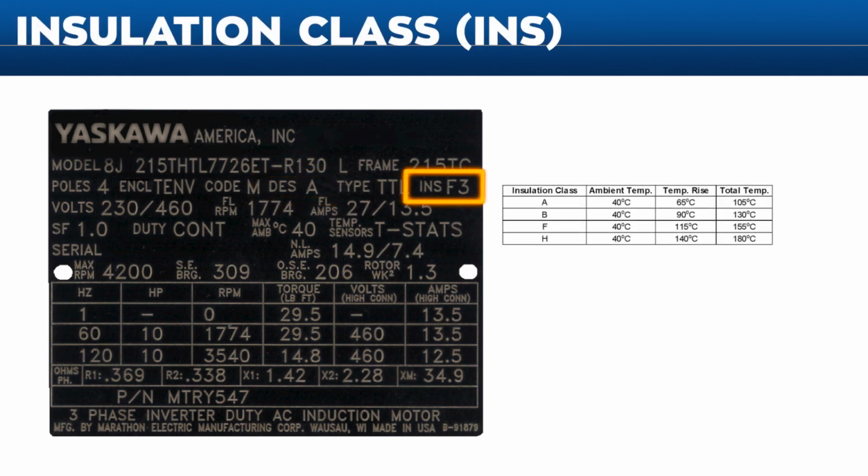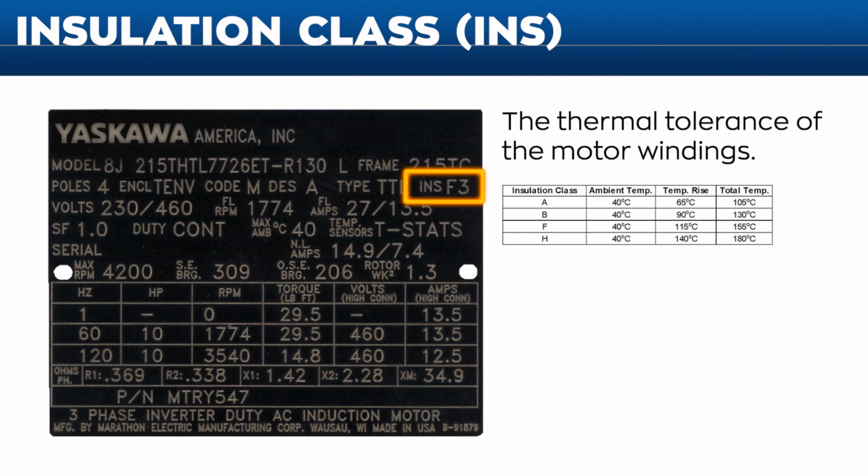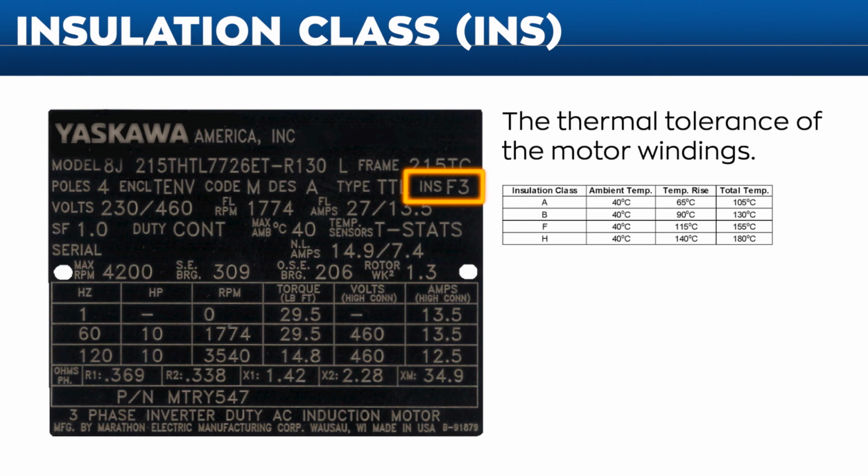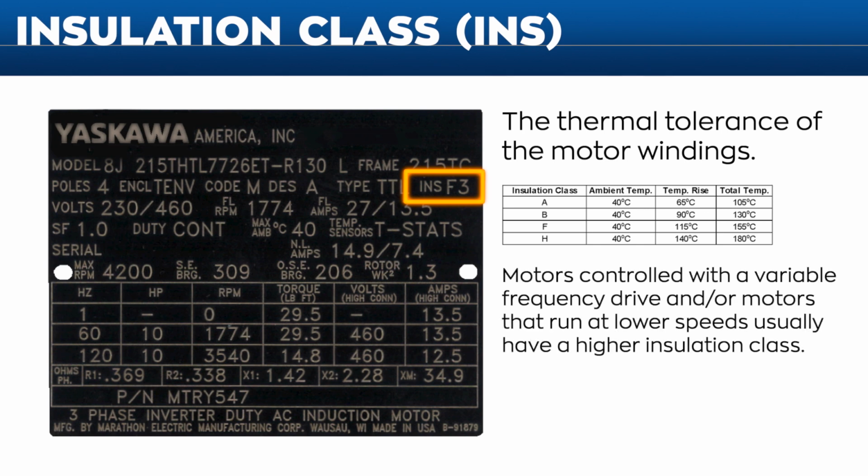Insulation is crucial in an induction motor. The insulation class describes the thermal tolerance of the motor windings. The letter indicates the motor winding's ability to withstand operating temperatures for specific lengths of time. Motors controlled with a variable frequency drive and/or motors that run at lower speeds usually have a higher insulation class.